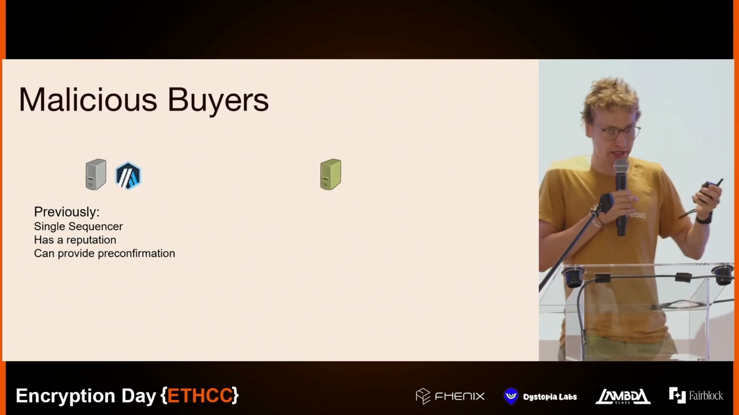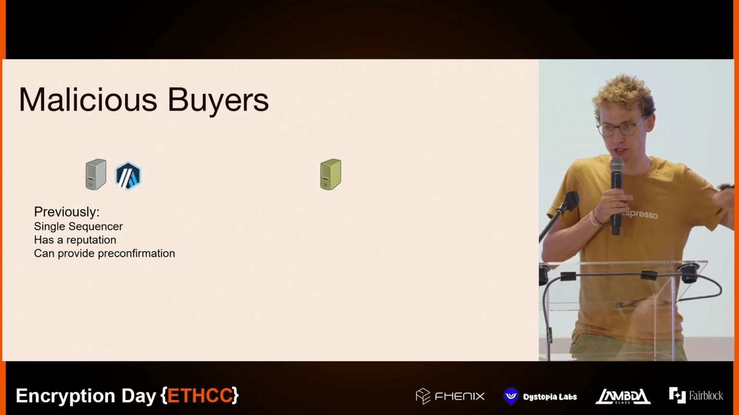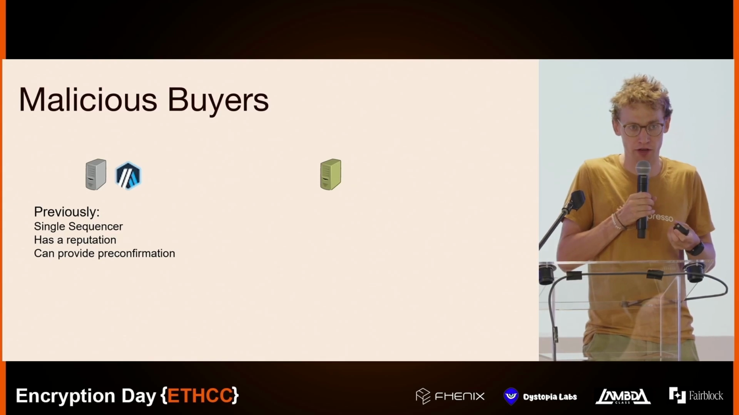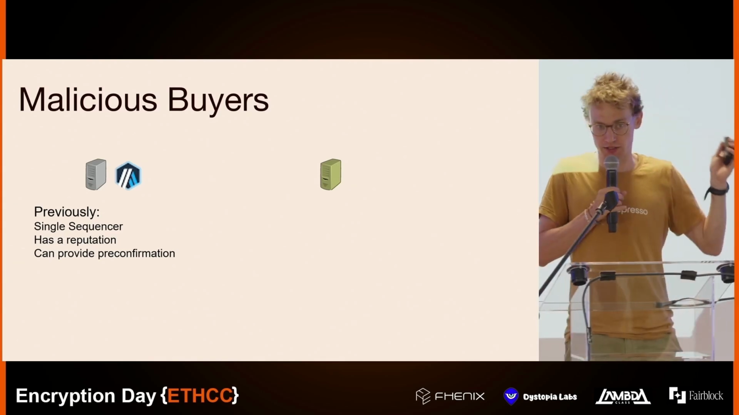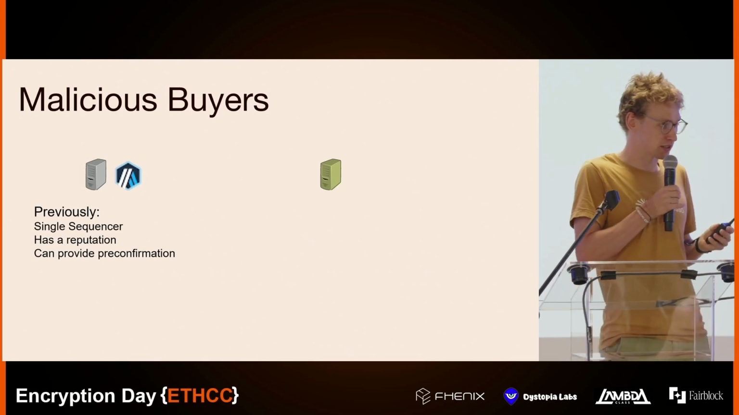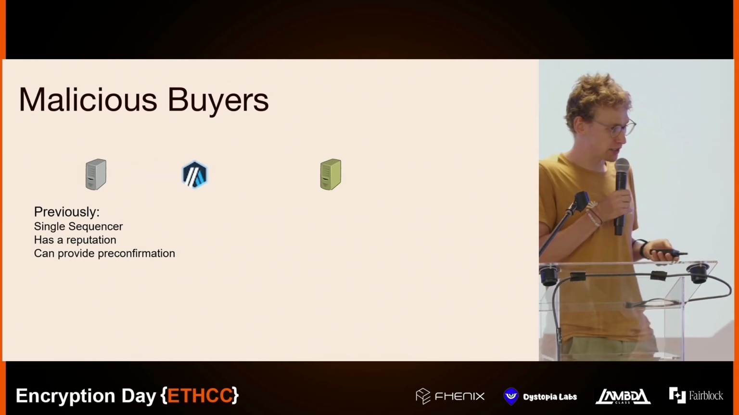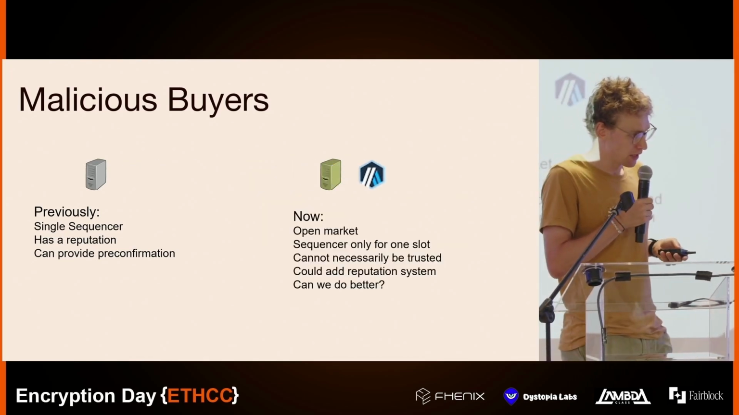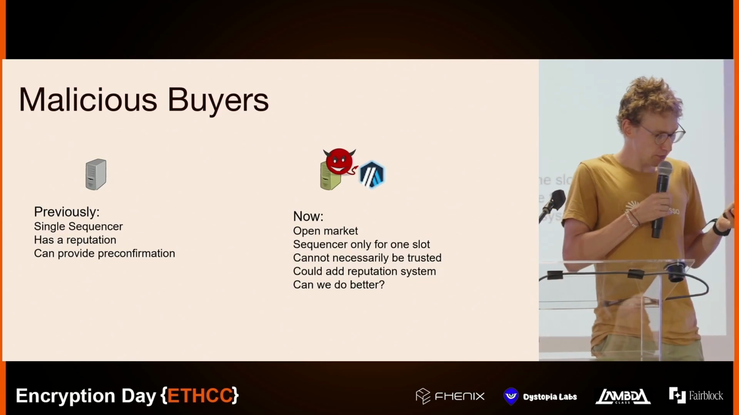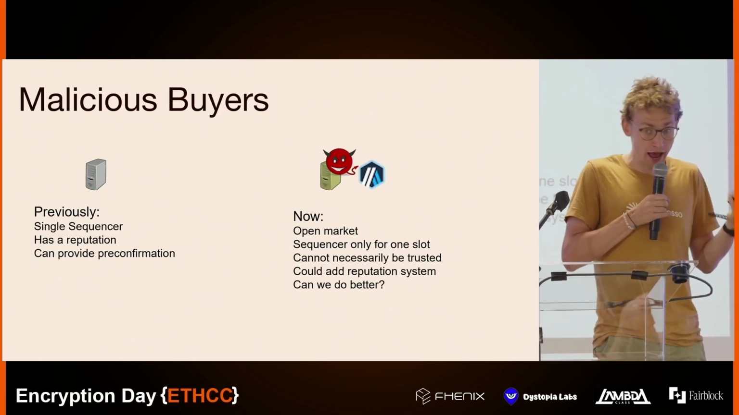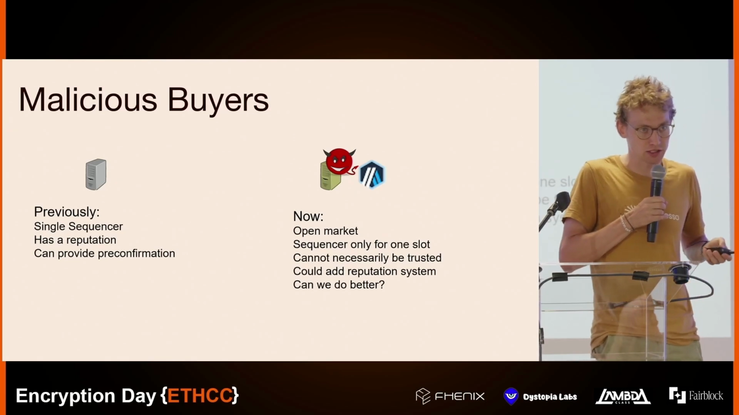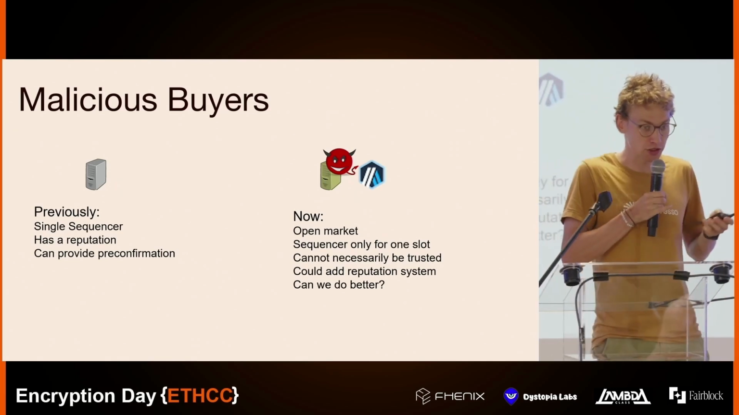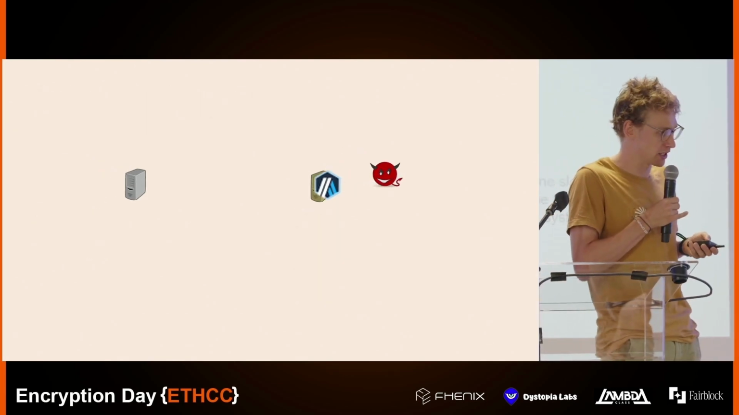However, now we can have temporary buyers of a rollup. So we don't have the same reputation anymore. Someone could possibly do a malicious action and then just vanish. So we need to at least consider this case. So what can this malicious buyer do? Well, we cannot necessarily trust it. We could add some reputation system. That's sort of an intermediary solution. We add some reputation system, but it's not perfect. So we at least should analyze what happens if the buyer is malicious.